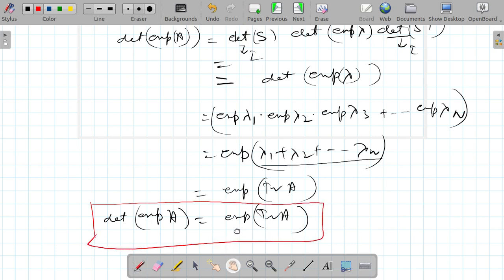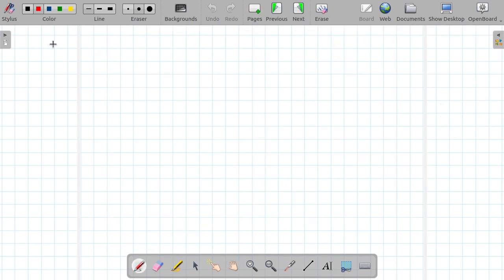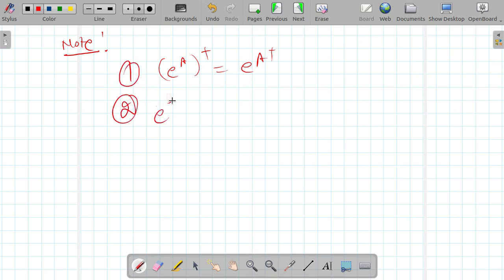Another two important results which we have to consider are two special properties: e raised to power A dagger is always the dagger of e raised to power A, and another thing is that e raised to power i H is unitary if H is Hermitian.